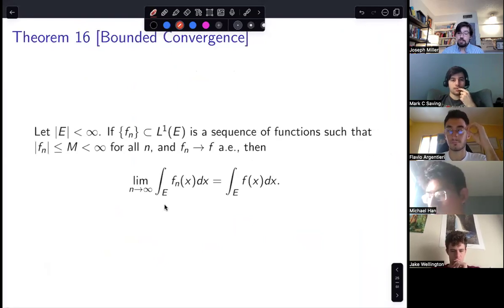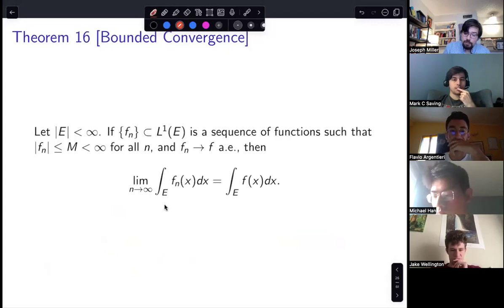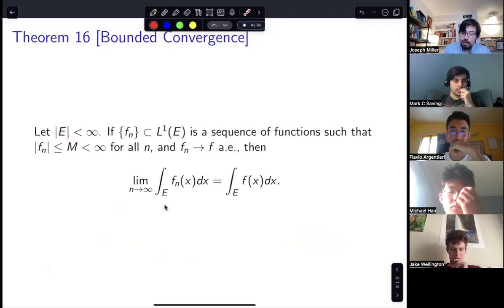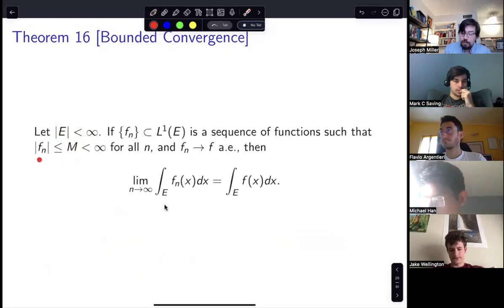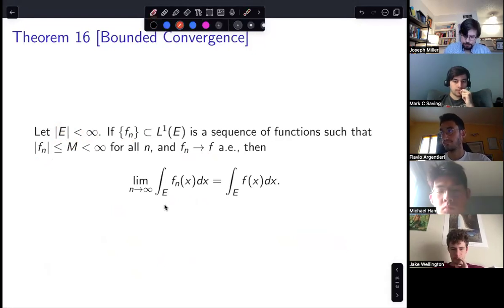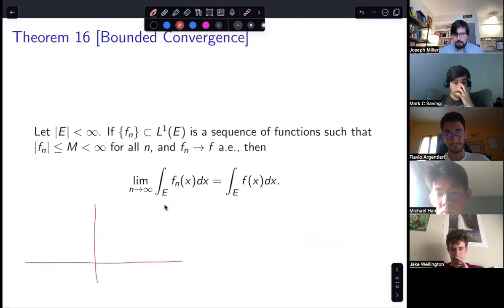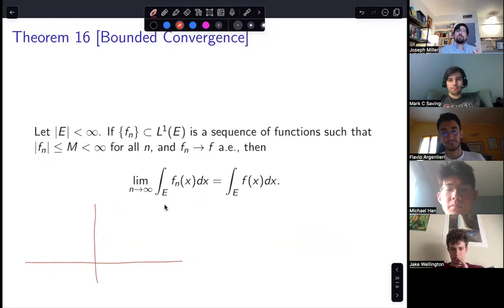The next one is actually when I remove this condition of increasing, right? And so I have to assume two things. Let E, the set I'm integrating over, be finite. And if I take a sequence of functions which are uniformly bounded by some constant M, and they converge to each other almost everywhere, then I can commute the limits and the integrals, right? And really the thing we're trying to avoid here is a scenario of a function that blows up upwards, right? So I'm kind of bounded between these.